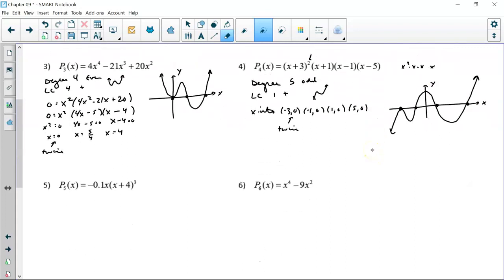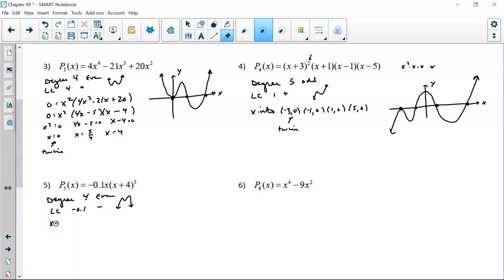Number 5, the degree. When we count them up, that's 1, and then for the cube, that's 3, for a total of 4, which is even. Our leading coefficient is negative 0.1, which is a negative. Because it's even and negative, it's going to have this basic shape to it.